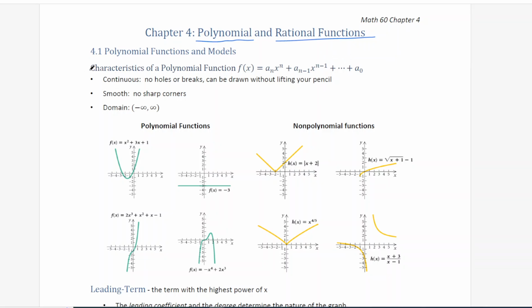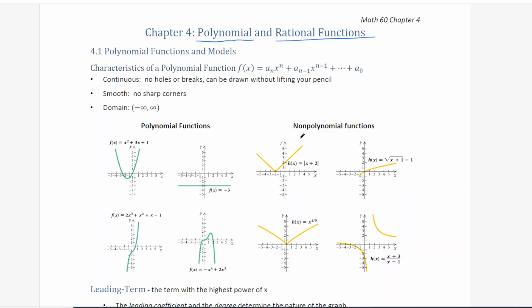So the first thing we're going to start with is what makes something a polynomial function. A polynomial is multiple terms with degrees that are whole numbers. And when you're looking at graphs of a polynomial function, they'll be continuous, so no holes or breaks. You can draw them without lifting your pencil. They'll be nice and smooth. There'll be no sharp corners. And the domain will be negative infinity to infinity because there's nothing that you can't square or cube or raise to an exponent of 5.